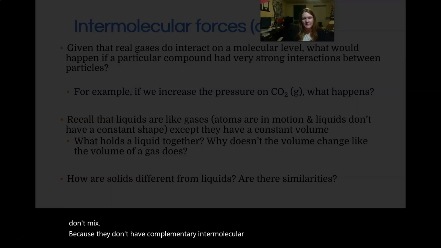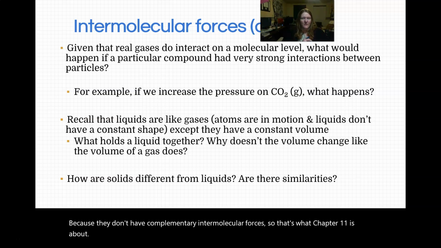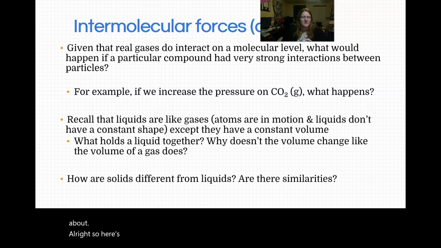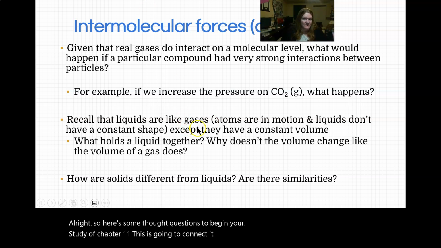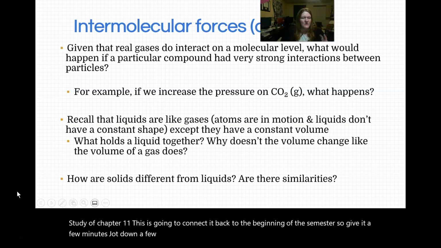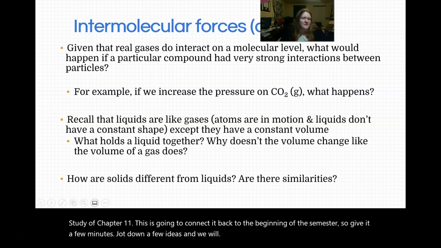So that's what Chapter 11 is about. All right, so here's some thought questions to begin your study of Chapter 11. This is going to connect it back to the beginning of the semester, so give a few minutes, jot down a few ideas, and we will discuss them briefly at the beginning of class.